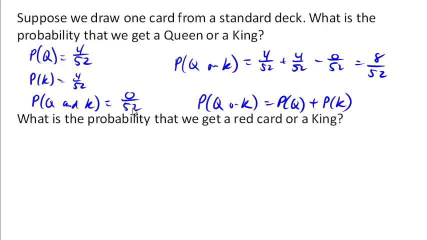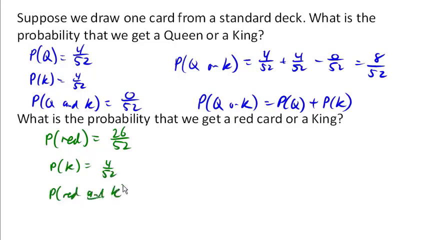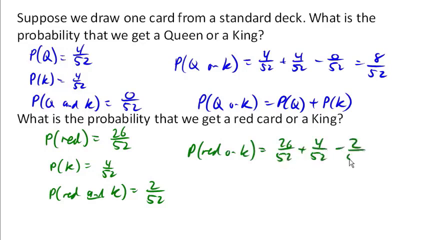In our second problem, what's the probability that we get a red card or a king? The probability of a red card: half the deck is red, so that's 26 out of 52. What's the probability of a king? That's 4 out of 52. What's the probability that it's red and a king? Here we do have overlap, because there are two red kings. So for the probability of red or a king, we add up the two individual probabilities and then subtract away the overlap, which leaves us with a probability of 28 out of 52 of getting a red card or a king.